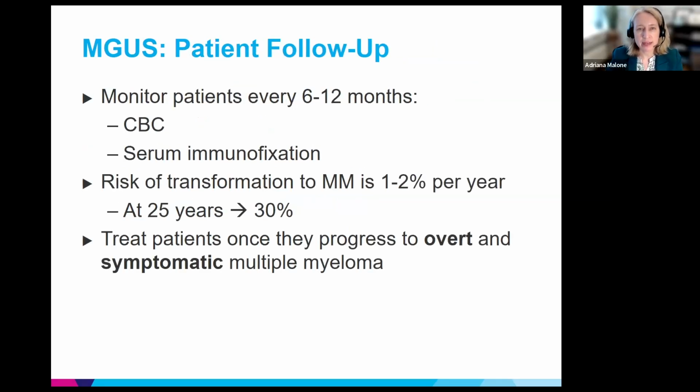For patients who have a diagnosis of MGUS, the recommendation is to monitor the patient every 6 to 12 months to assess for progression of disease, and this will be with a CBC and serum immunofixation. The risk of transformation to symptomatic multiple myeloma is 1 to 2% per year. So at 25 years is approximately 30%. Patients should not be treated in the stage of MGUS, but should be treated once they progress to overt and symptomatic multiple myeloma.